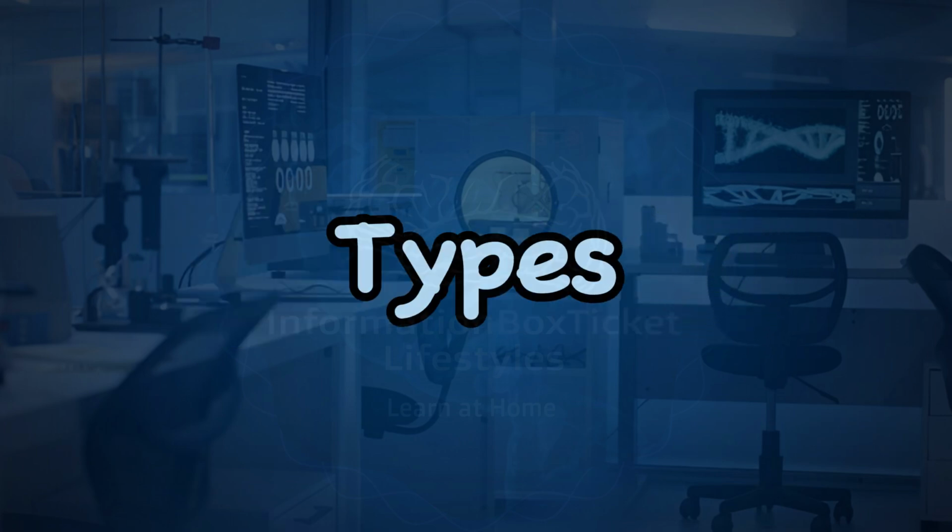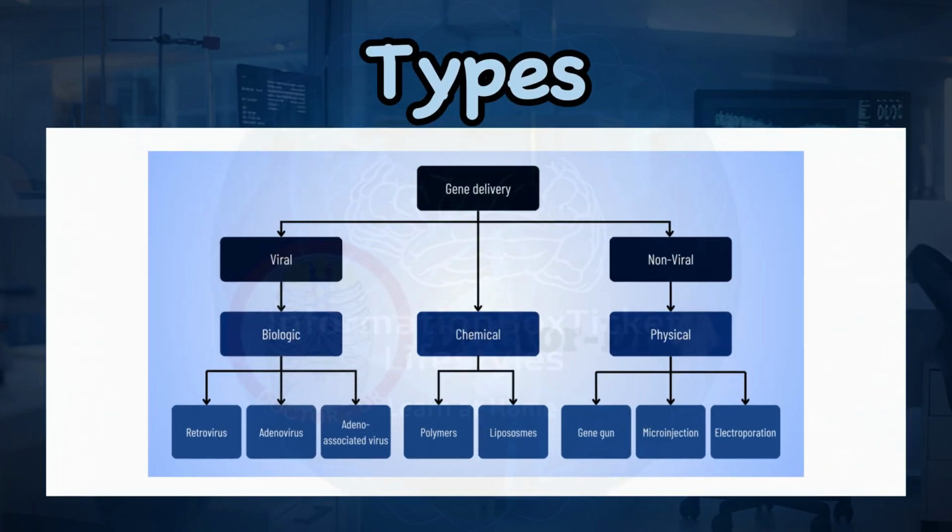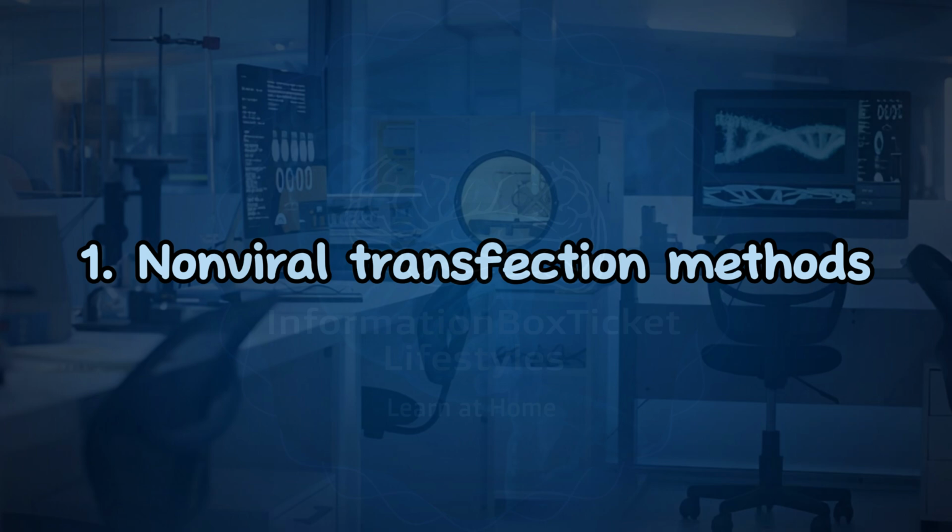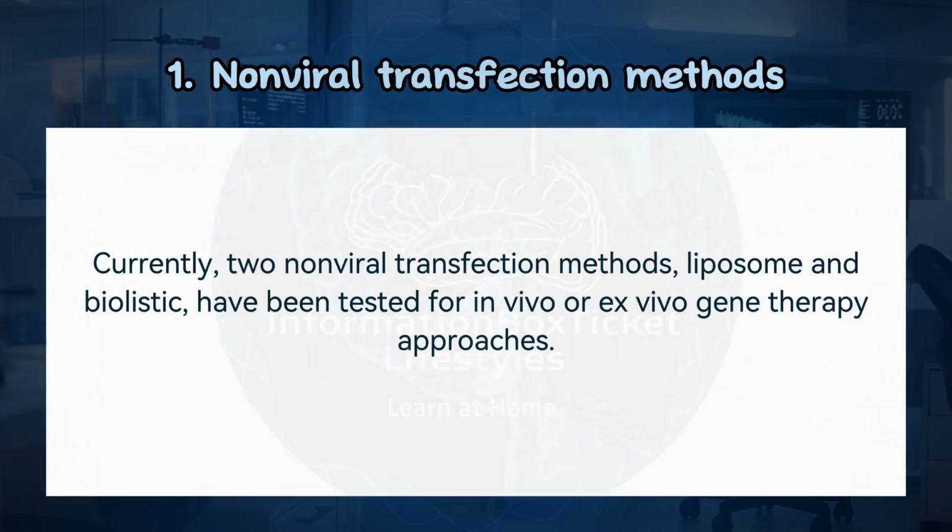Types of gene delivery methods. There are two primary gene delivery methods. 1. Non-viral transfection method. 2. Viral-mediated transduction method. 1. Non-viral transfection methods. Currently, two non-viral transfection methods, liposome and biolistic, have been tested for in vivo or ex vivo gene therapy approaches.